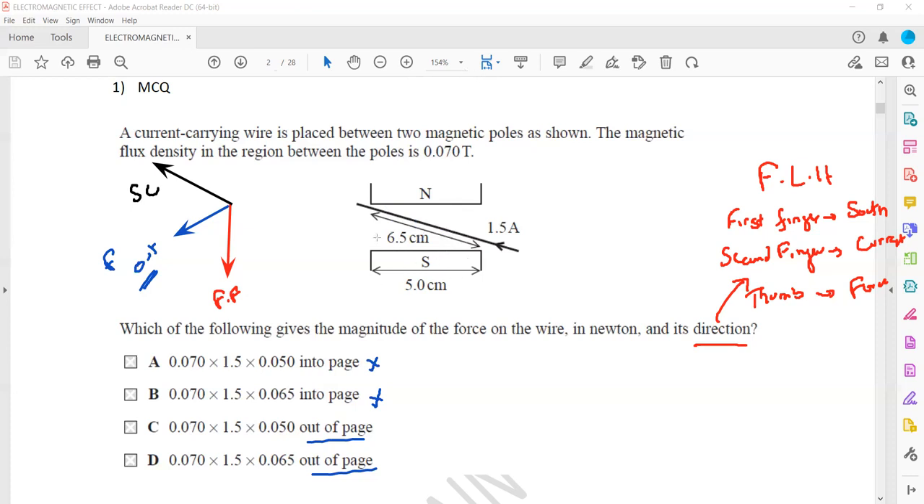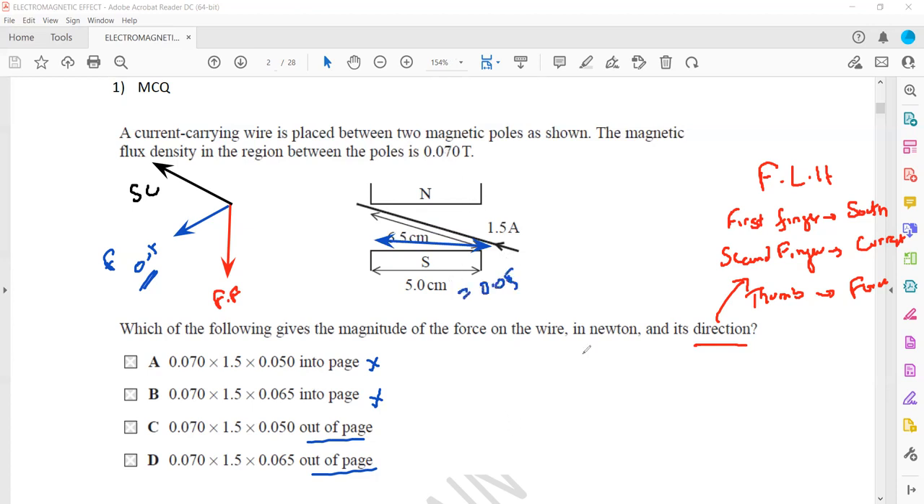So we will take a length of 5 centimeter in our calculation, because we always take a length which is perpendicular to the magnetic field. So 6.5 is the total length of the wire, but that's not perpendicular, because the magnetic field is not at 90 degrees to that. We want a length which is 90 degrees to the magnetic field. So this 5 centimeter will be perpendicular, and we convert 5 centimeter into meter, which is 0.05.